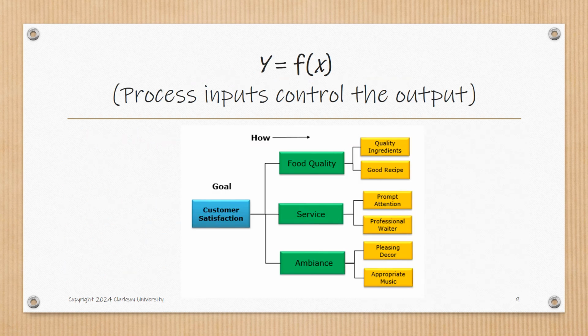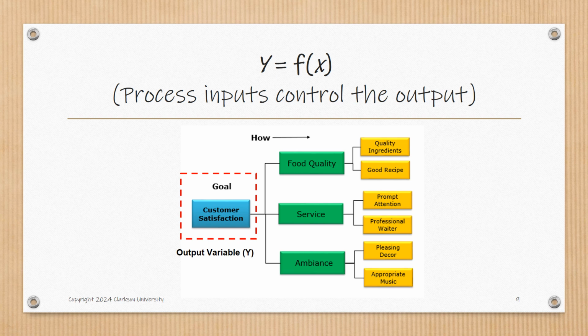The Six Sigma philosophy states that the output of a process, represented by Y, can be controlled by understanding and controlling the process inputs, represented by X. In this way, it follows that Y is a function of X. Let's consider an example of a restaurant owner with a goal of improving customer satisfaction.